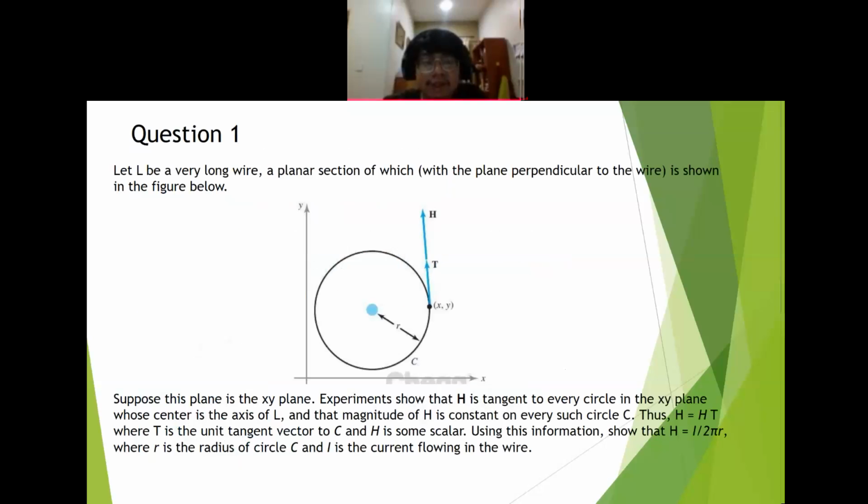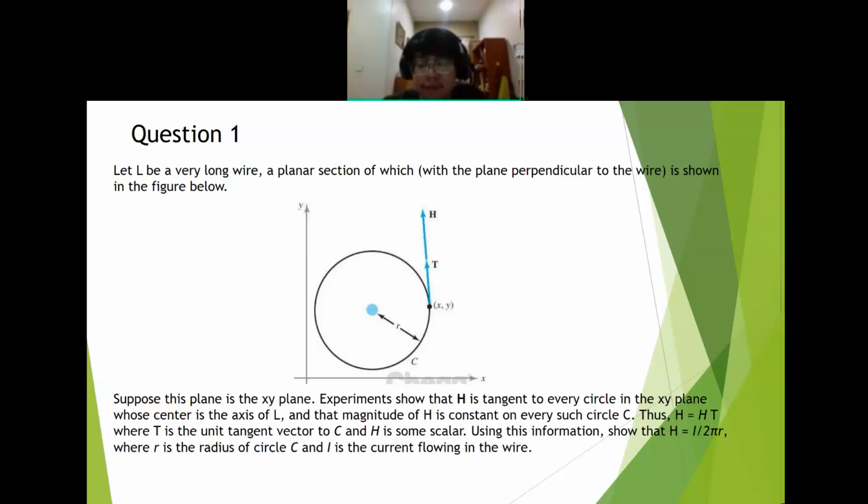Alright, so let's jump into our question 1. Let L be a very long wire, a planar section of which, with the plane perpendicular to the wire, is shown in the figure below. Suppose this plane is the xy plane. Experiments show that H is tangent to every circle in the xy plane whose center is the axis of L, and that the magnitude of H is constant on every such circle C.